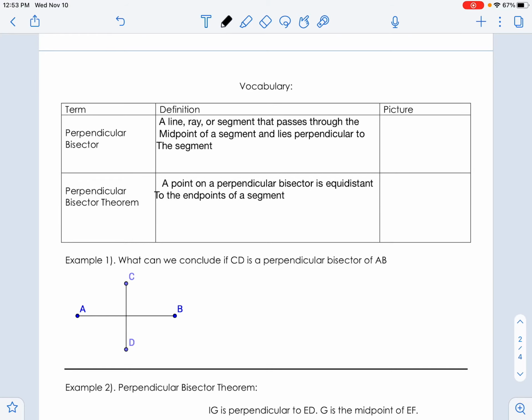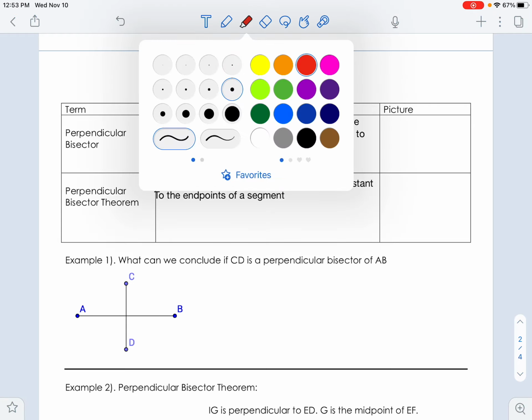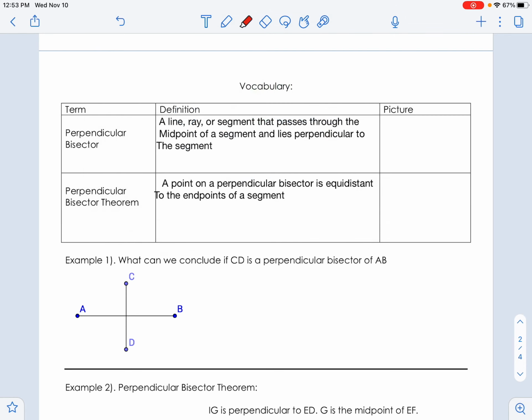Okay, so this takes us to our next type of bisector. We just talked about an angle bisector. Now we're talking about a perpendicular bisector. The definition for a perpendicular bisector is a line, ray, or segment that passes through the midpoint of a segment. That's big.